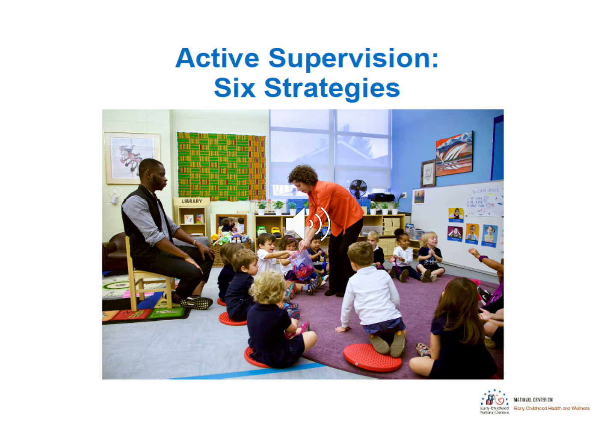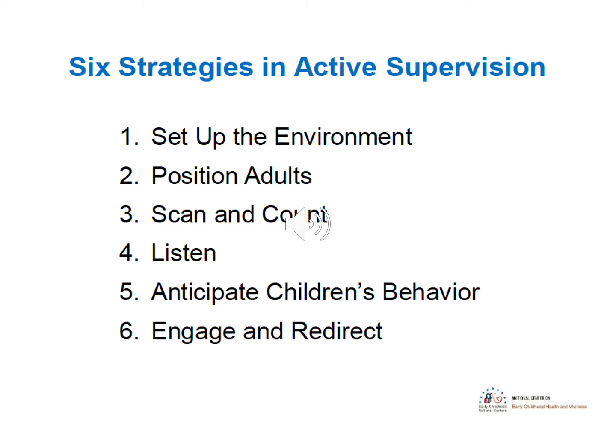Active supervision, the 6 strategies. The 6 strategies of active supervision are: 1. Setting up the environment. 2. Position adults. 3. Scan and count. 4. Listen. 5. Anticipate children's behavior. And 6. Engage and redirect. I will be going over all of these strategies so that we can discuss the implementation of all of these.